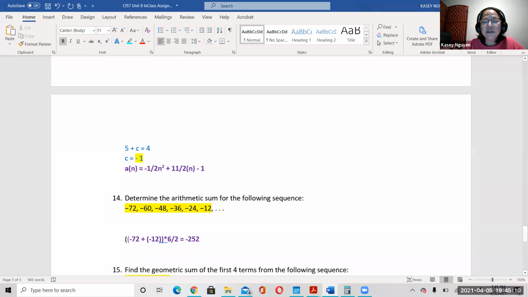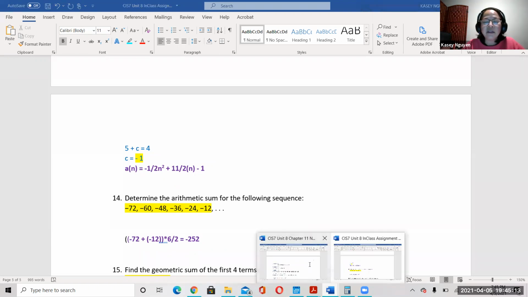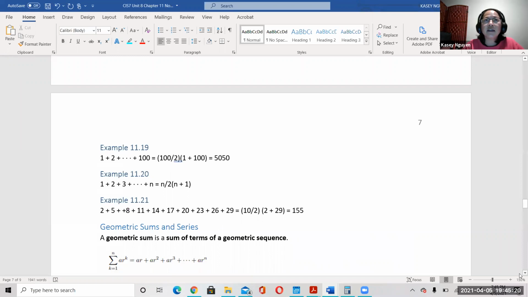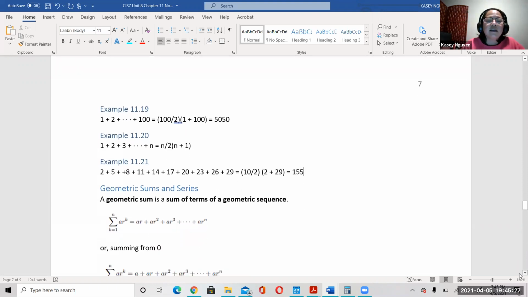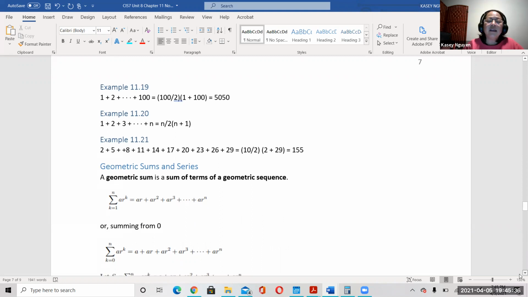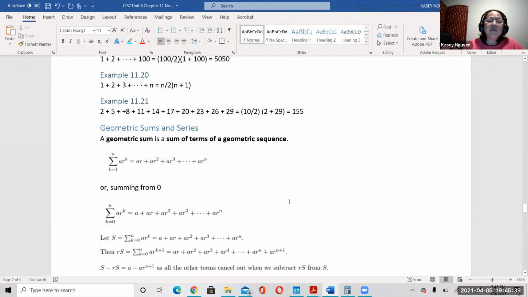Okay, and you can always go back to the note, check out the example, work with the example and see if you get the same result using the Gauss trick. Then geometric sum series. Geometric sums are geometric series. So now, remember earlier we talked about the common ratio? In the geometric sum, we would have the R, which is the common ratio.